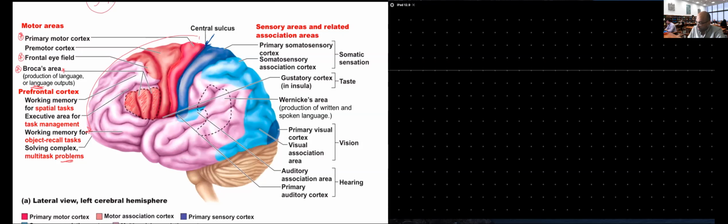You see on here, in the insula, we've got the primary cortical area responsible for taste, because this is the gustatory cortex.